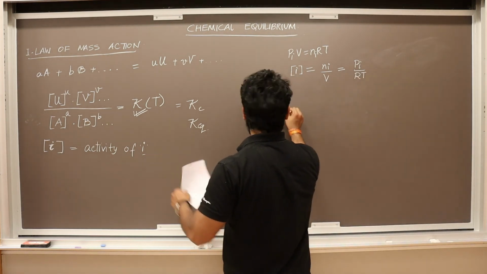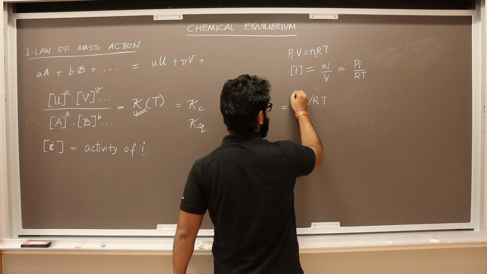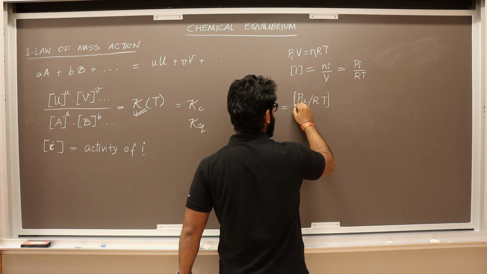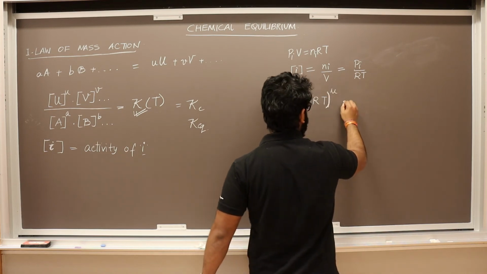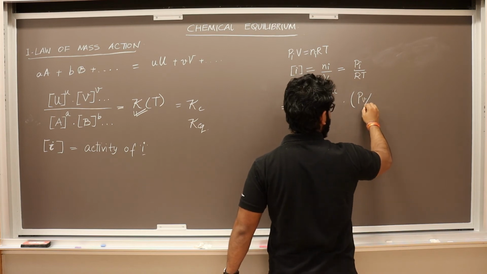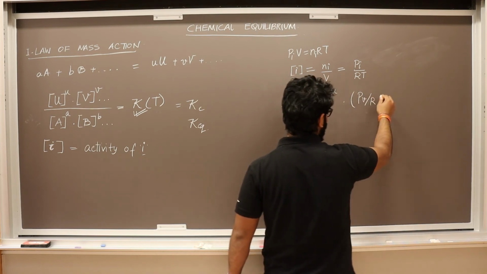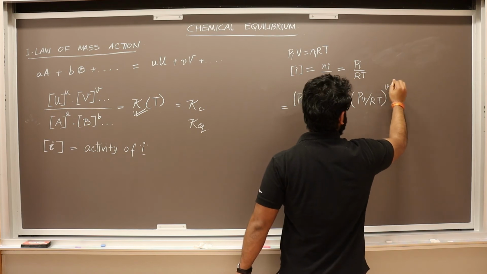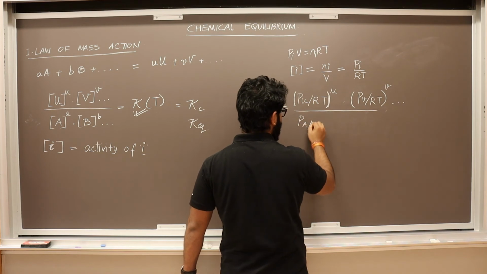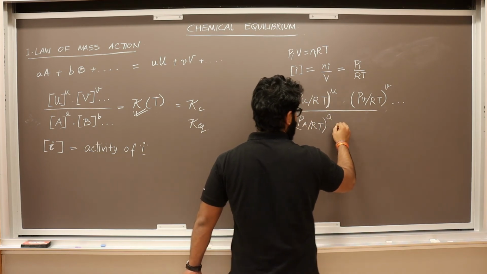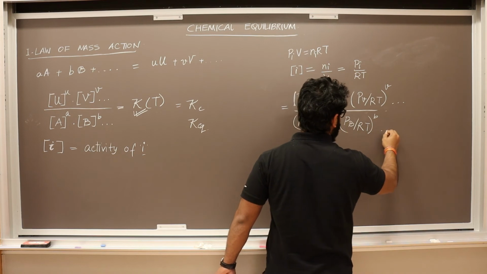So this whole equation then becomes P of U over RT to the power of u, times P of V over RT to the power of v. Here V signifies the component V, not the volume, over P of A over RT to the power of a, P of B over RT to the power of b, and so forth.